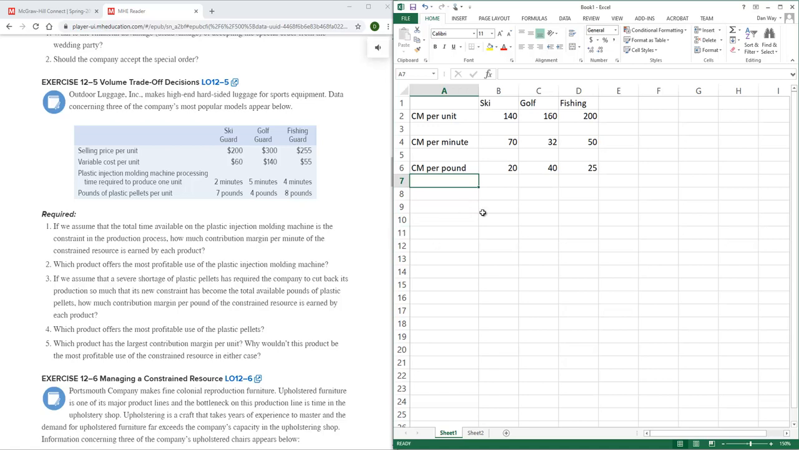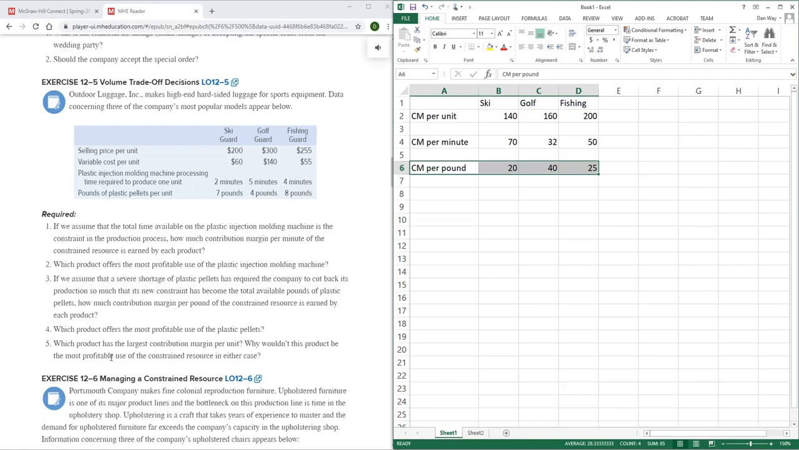So to answer part 4 here, well, now the golf guard makes the best use of that limited resource. Every pound of pellets we use, if we have to pick and choose, we should be dumping all of it first into the golf guard and filling that demand, and then with what's left going to the fishing guard and then to the ski guard, because the golf guard generates $40 in contribution margin for every pound of pellets we use to make that particular product.